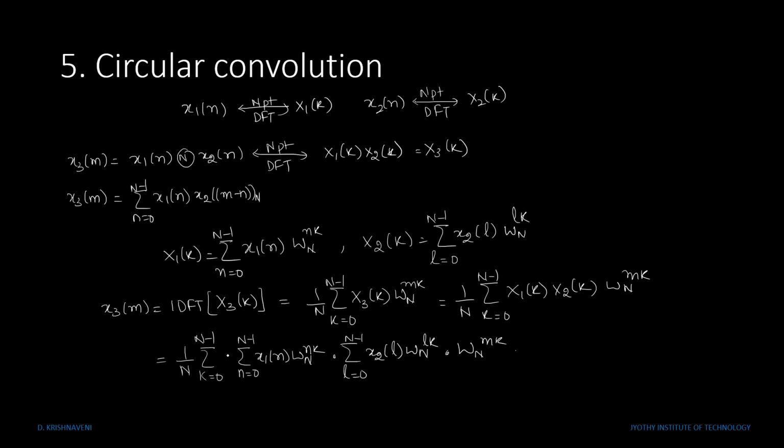So we will get 1 by N summation n equal to 0 to N minus 1 x1 of n, summation L equal to 0 to N minus 1 x2 of L, then summation k equal to 0 to N minus 1 and W_N to the power of all these terms. I'll take k common, I'll get n plus L plus M.